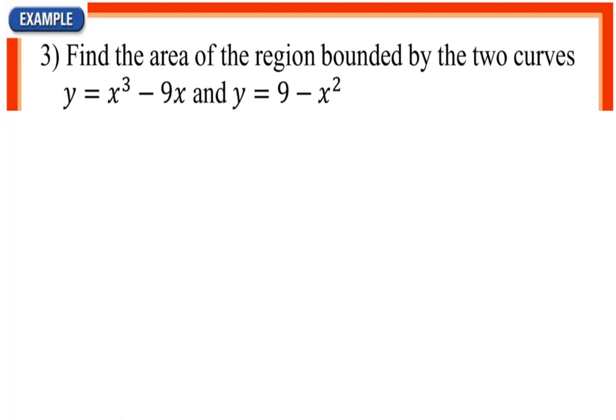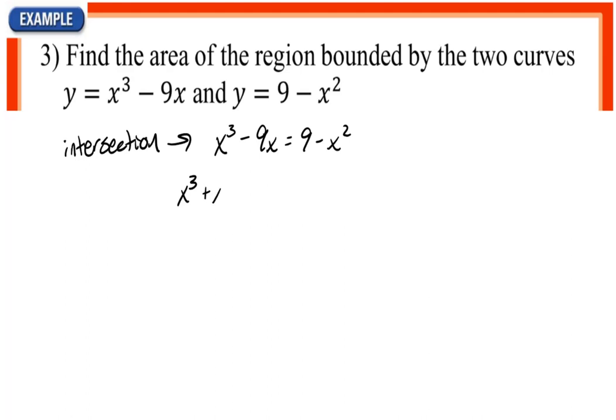All right, as promised, I'm going to show you how to find these points of intersection algebraically. If you don't want to watch this, feel free to just end the video. So to find our points of intersection, we're going to set these two functions equal to each other. That's x cubed minus 9x equals 9 minus x squared. This is a polynomial. I'm going to set it all equal to 0. So I'm going to have x cubed plus x squared minus 9x minus 9 equals 0.